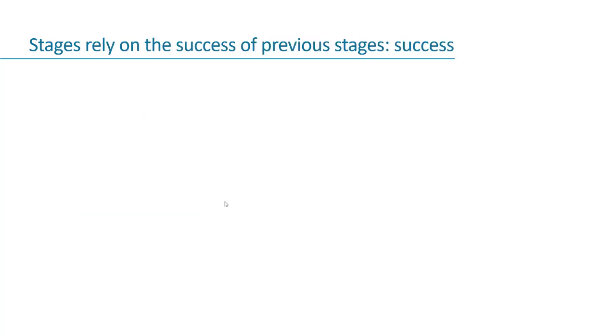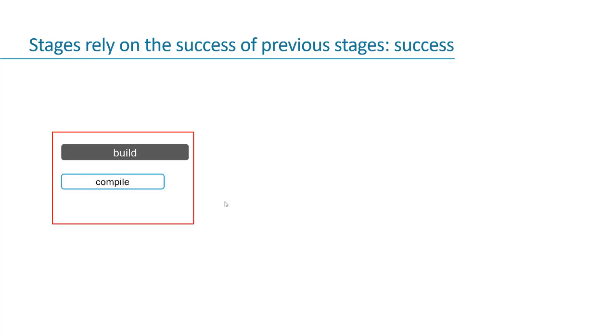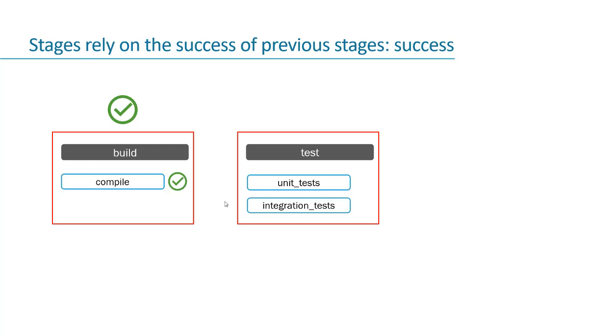Another important point is that stages in general rely on the success of previous stages. What do we mean by that? Let's assume an ideal flow of how this pipeline runs. As we said before, stages run in sequence. So we have the build stage and we have a compile job. And if that compile job is successful, then the stage that's called build is successful, and then we move to the next stage. So the next stage is test.